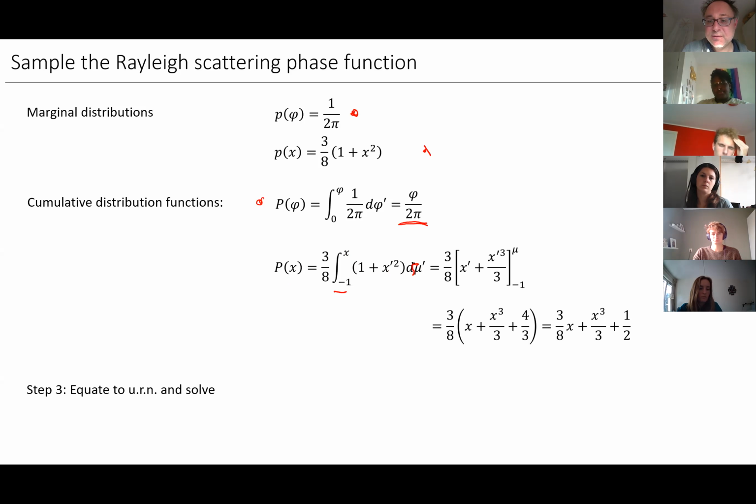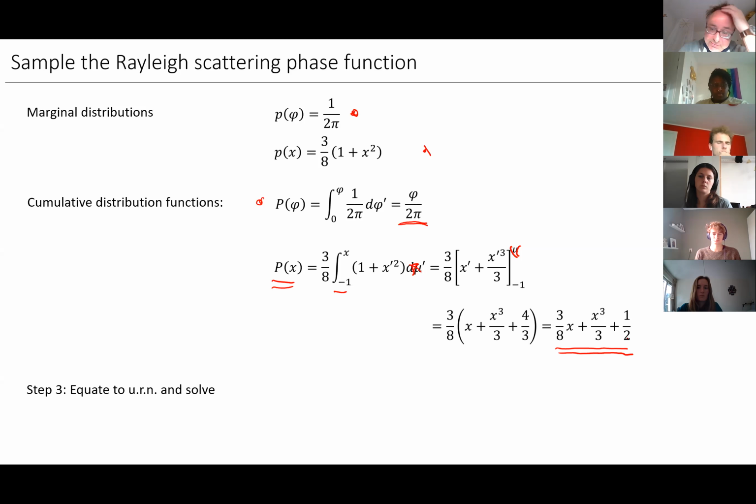So it's an x. And this is also an x. I'm sorry. So then in the end, that's just a polynomial expression. So we end up with this final result. So the cumulative distribution function for x is given by this expression.